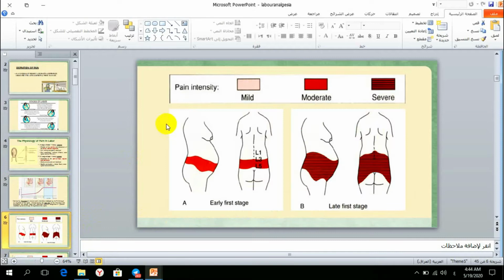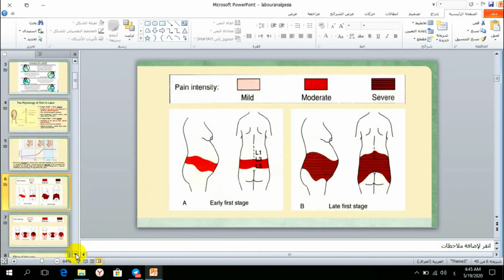The physiology of pain in labor. First stage of labor, mostly visceral pain, from dilatation of the cervix and distension of the lower uterine segment: dull, aching and poorly localized. Slow conducting visceral C fibers enter the spinal cord at T10 to L1. يعني منا إلى هنا هذه من T10 to L1. هذه هي الـ first stage of labor اللي هي visceral dilatation of the cervix.